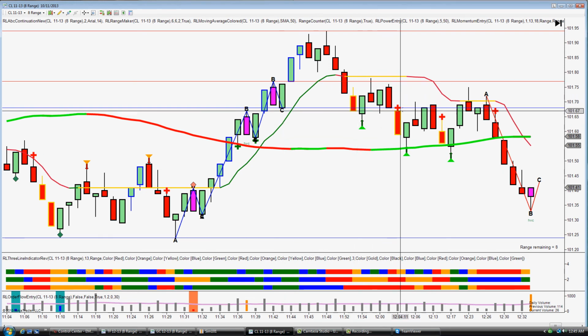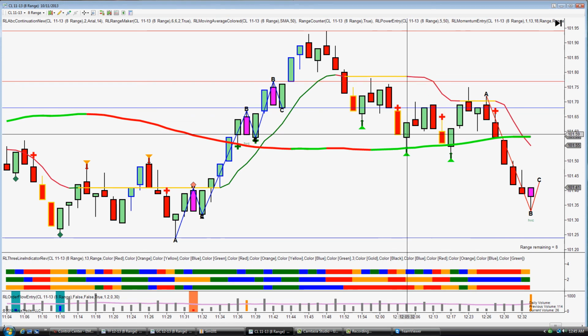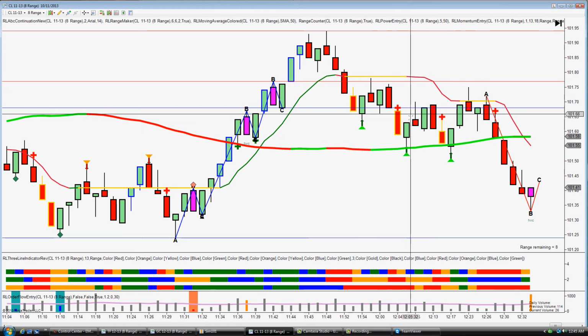Now you can see here, this is all chop. We're not going to take any signal here. We do not trade between the 15 and the 50. Nothing here is tradable.